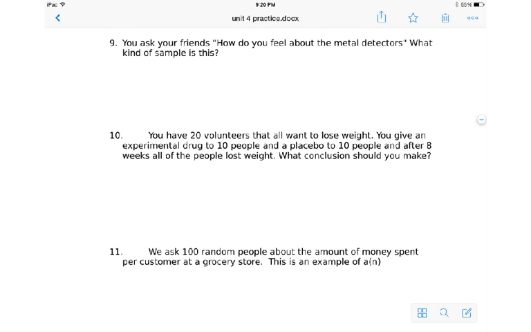In number 9, you ask your friends, how do you feel about metal detectors? What kind of sample is this? Well, because you're asking your friends, it's probably a convenience sample. It's not systematic because you're not asking every third friend who walks in the door. It's not random because you know these people. And it's not self-selected because they're not volunteering.